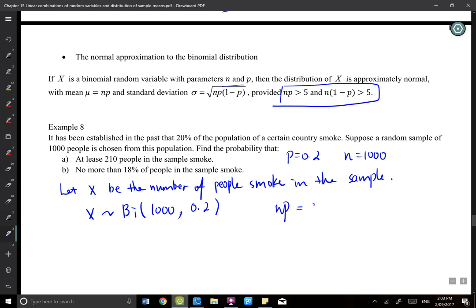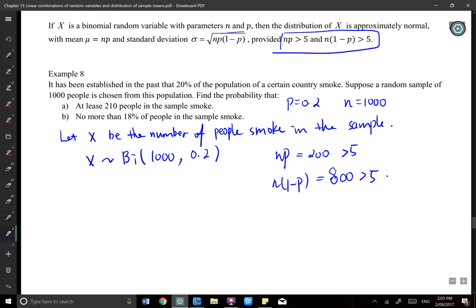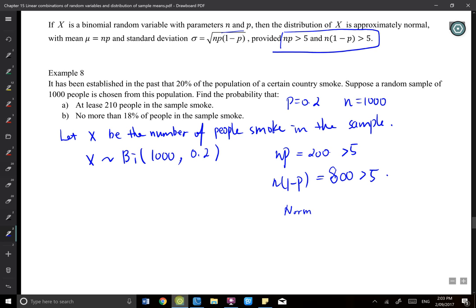Now I'll check np. np is 1,000 times 0.2, which is 200, greater than 5. And np(1 minus p) is 800, which is greater than 5 as well. So I can use normal approximation.